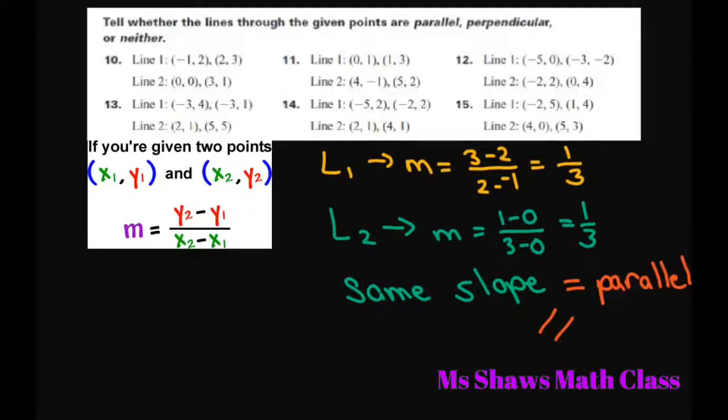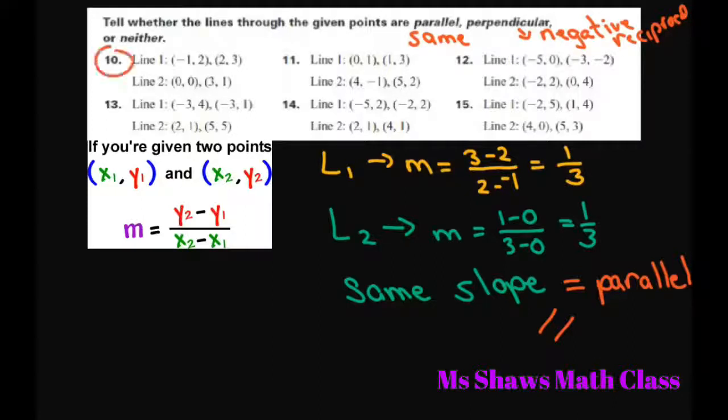Hi everyone, we're going to tell whether the two lines given through the given points are parallel, perpendicular, or neither. So if they're parallel, they have the same slope. If they're perpendicular, they have the negative reciprocal. Or they're neither of those two.